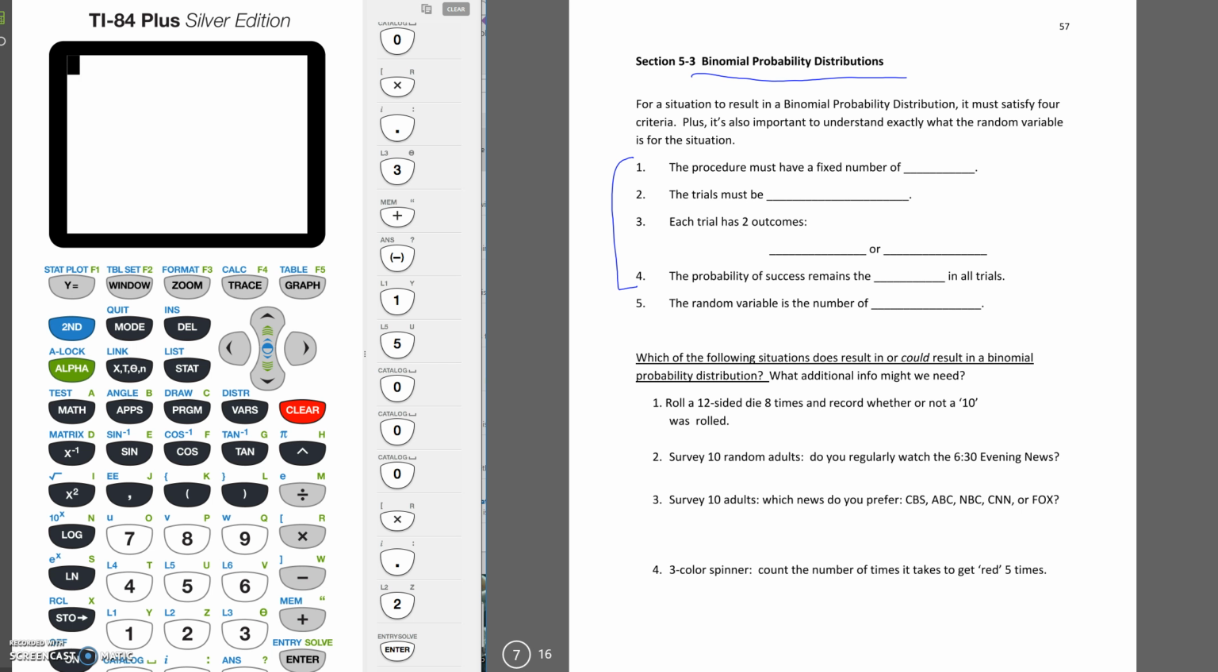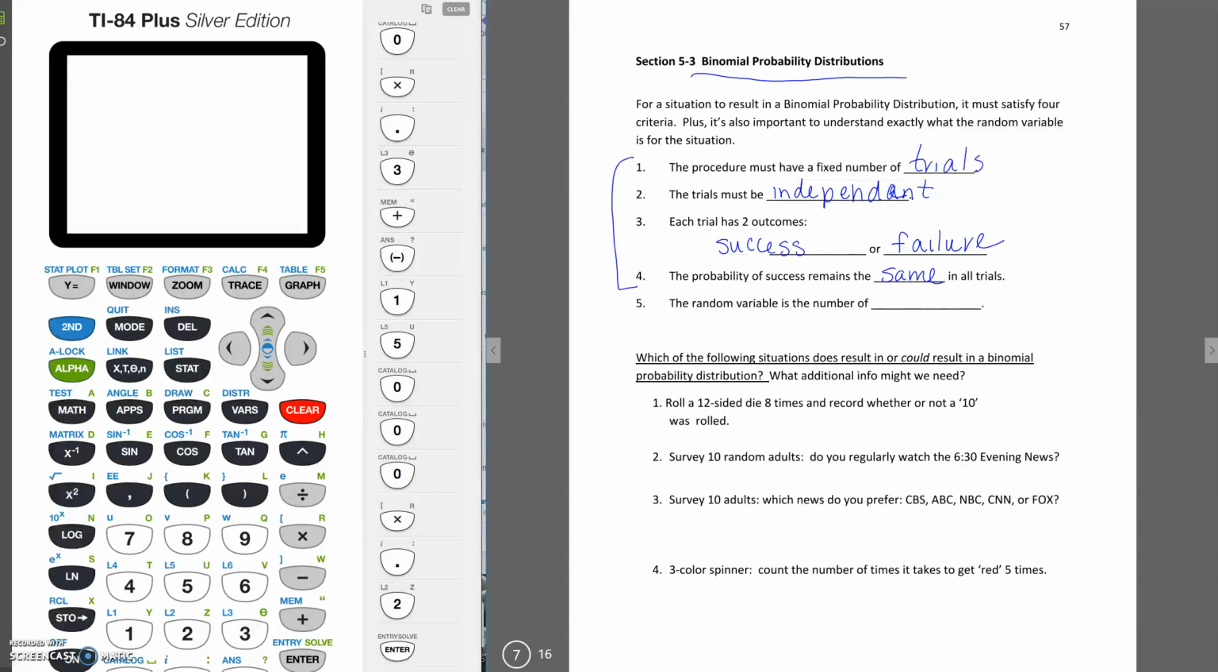So the 4 criteria, the first one is that there must be a fixed number of trials. So we'll see here in a minute how you can only be doing something a fixed number of times, and you have to know what that is. The trials must be independent. Each trial must have 2 outcomes, either success or failure. Sorry, I think I spelled independent wrong. And the probability of success must remain the same for all trials.